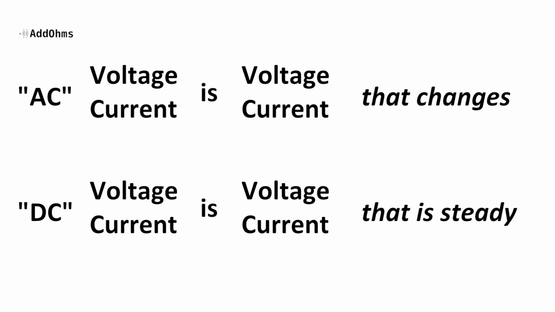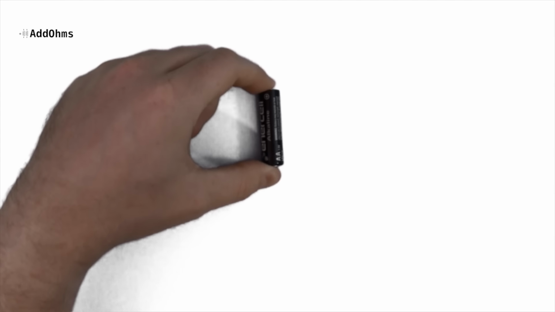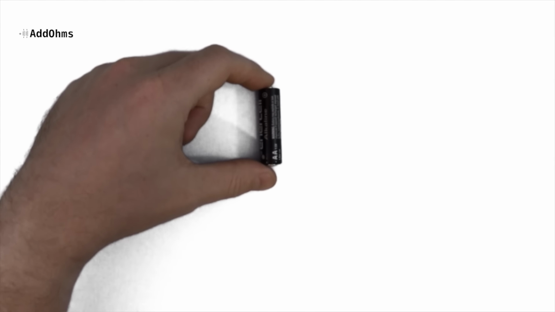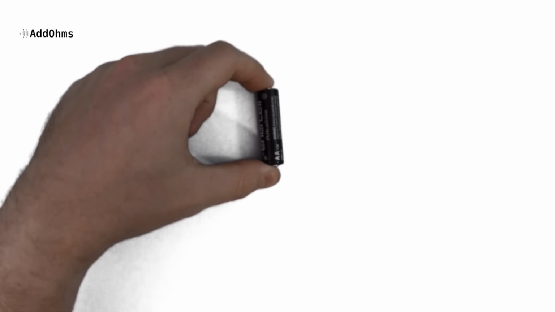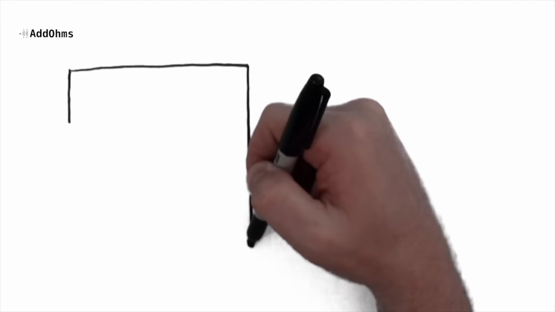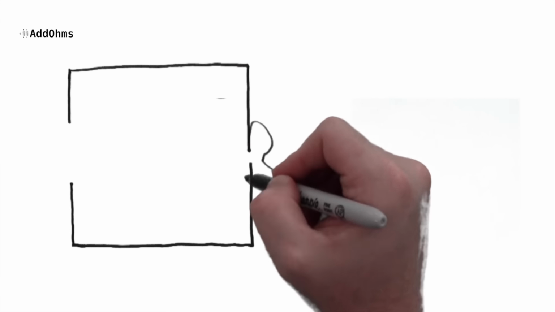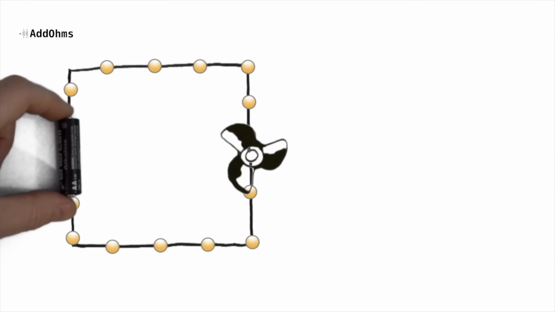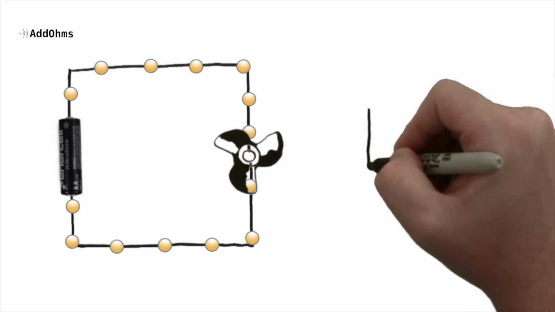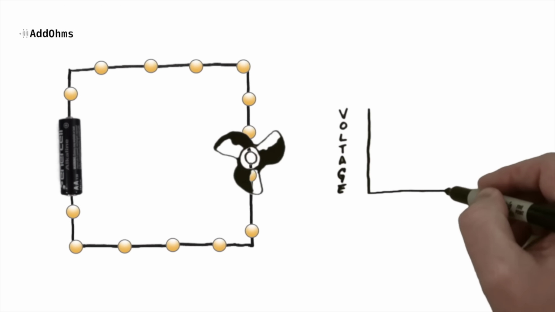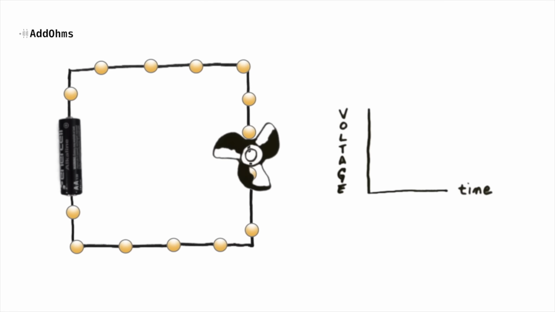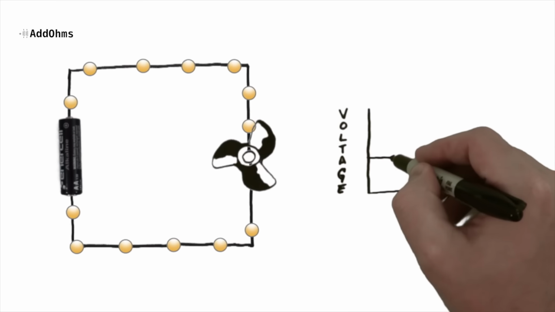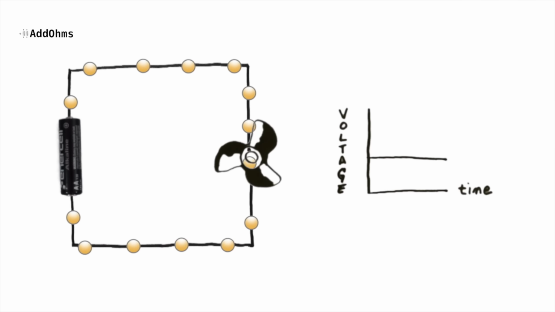Okay, so let's take a closer look at these two, starting with DC. Check out this AA or LR6 battery. It provides 1.5 volts. This example circuit is going to be a DC motor like you might find in a toy car. When we insert the battery into the circuit, current begins to flow in a single direction, turning the motor. If we drew a graph where the vertical axis is voltage and the horizontal axis is time, we can see that the voltage at this point stays constant.